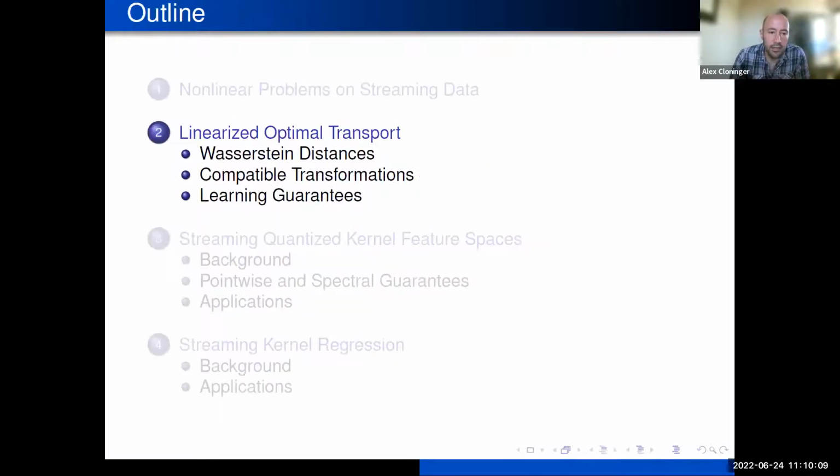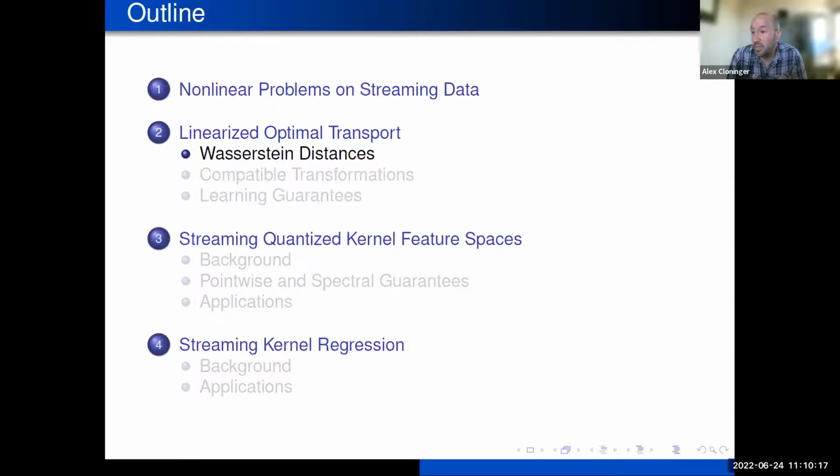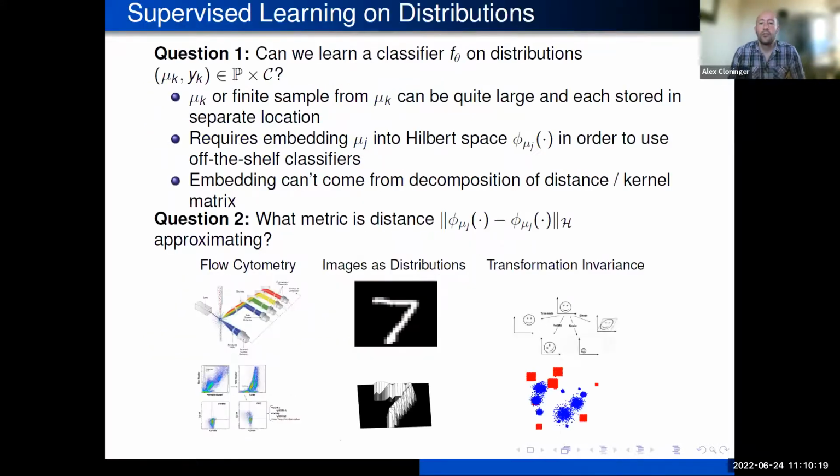All right. So the first topic I'm going to talk about is some work I've been doing the last couple of years on optimal transport, and specifically what's called linearized optimal transport. So what's the question that we're trying to address here? Most people, when they think about a classifier, think about a problem where they have a point that's in a vector space and a label.